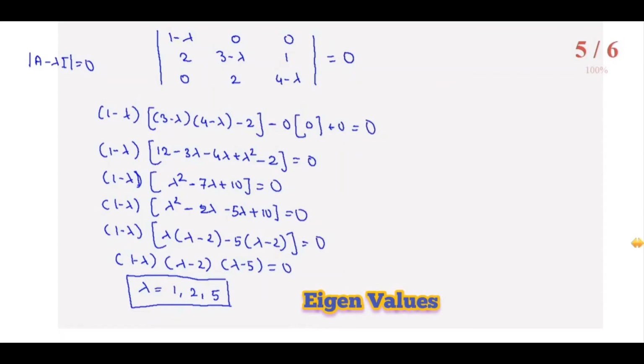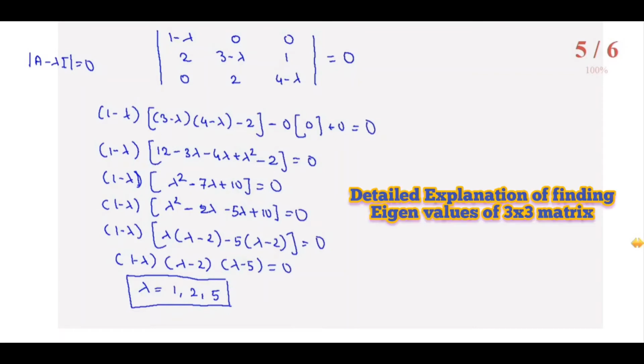So first we have to find the characteristic matrix, then the polynomial, then the characteristic equation to get the eigenvalues of any matrix.